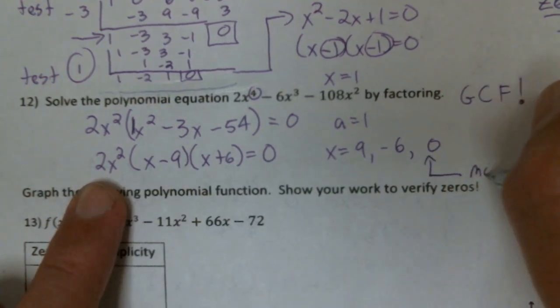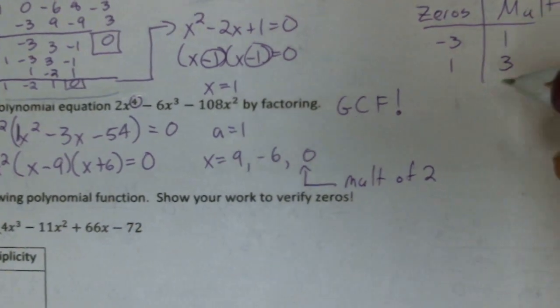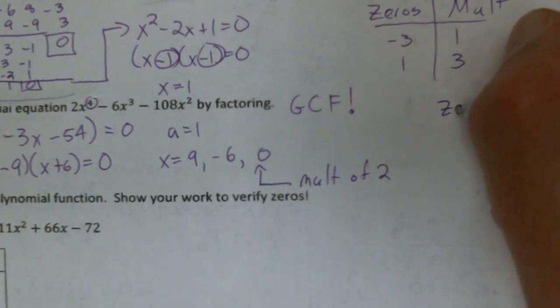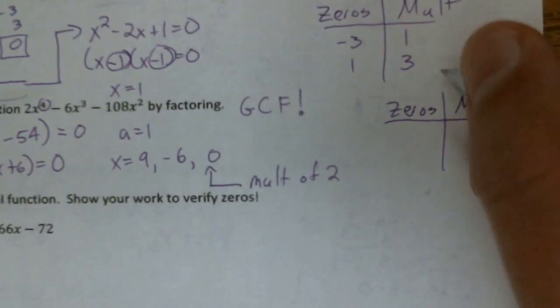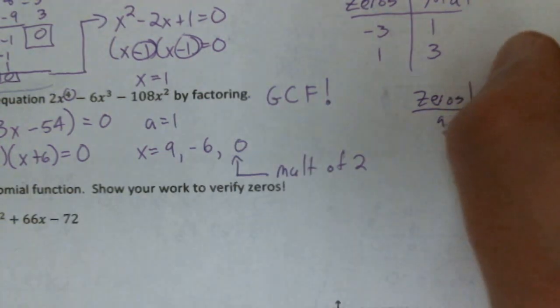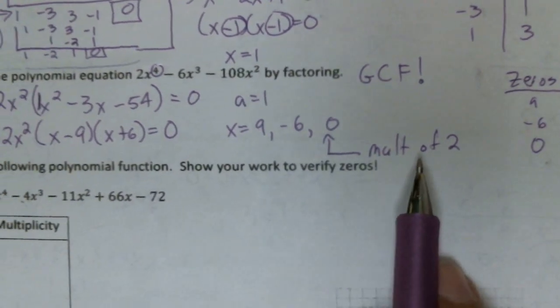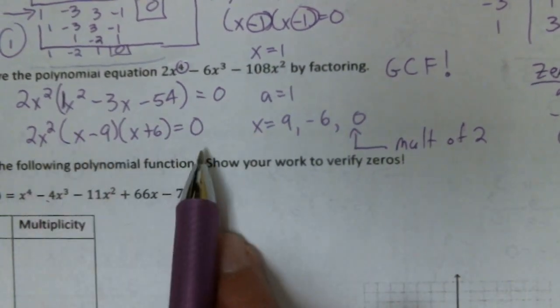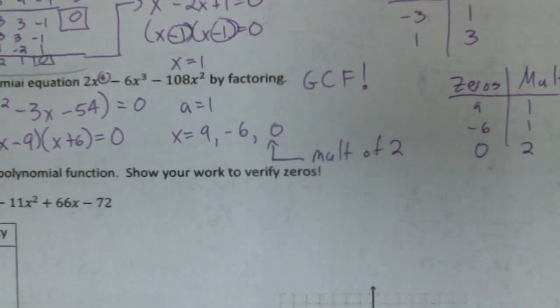So the 0 has a multiplicity of 2. If I were to do my chart over here, zeros and multiplicity, the 9 shows up once. The -6 shows up once. But the 0 shows up twice. Now, if I just set this equal to 0, I'll get x is 0. So why, Mr. Manise, does a 0 have a multiplicity of 2?